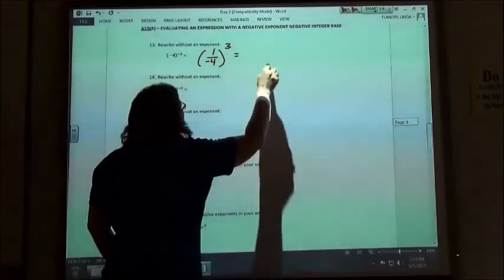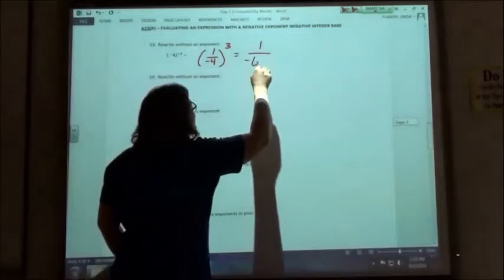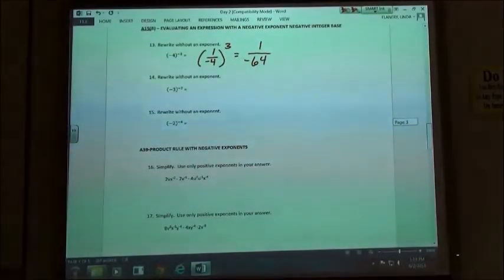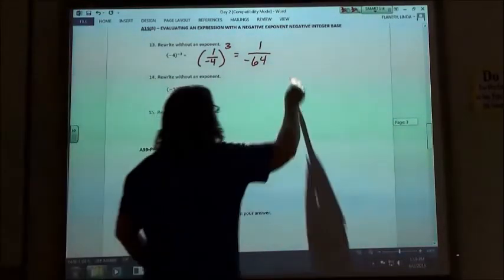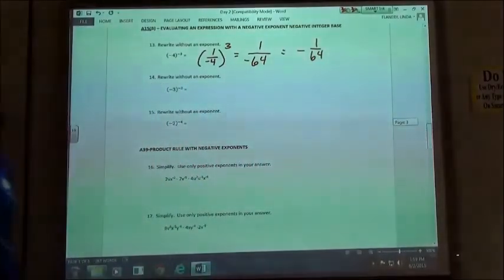So then if I cube this, 1 cubed is 1. -4 cubed would be -64. Again, if you put it in that way, it's going to say it's correct. However, where should the negative go? In front of the fraction. And so that's how they'd like you to write it, is -1/64.